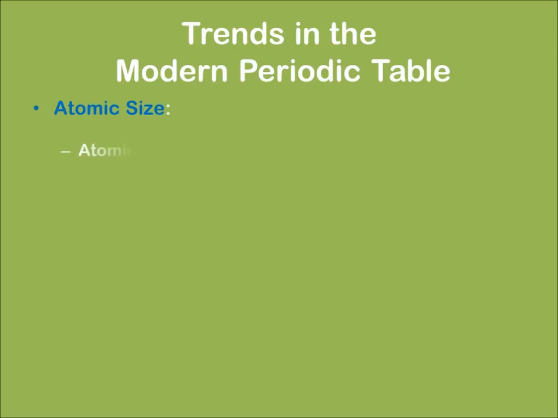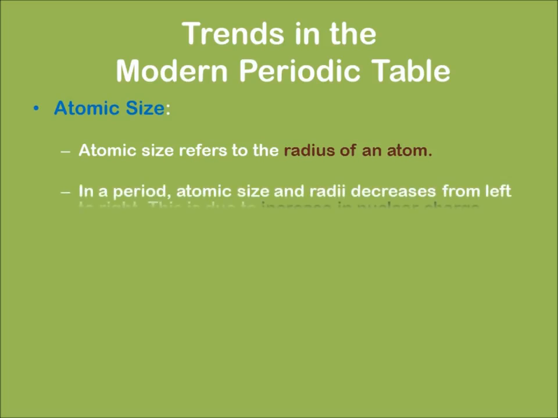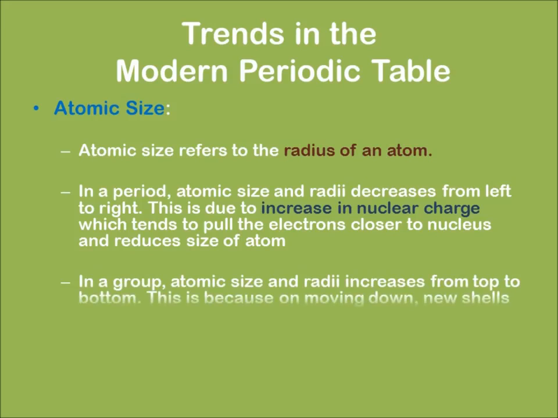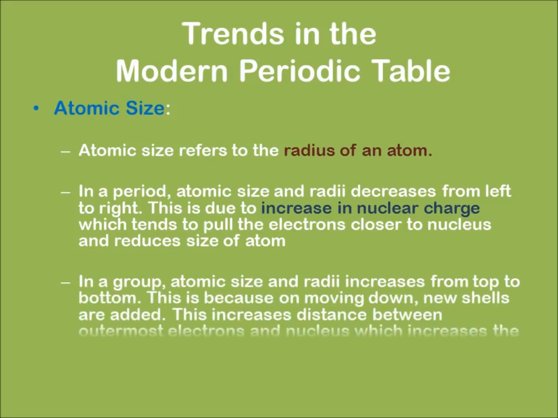Now coming to the atomic size. Atomic size refers to the radius of an atom. In a period, the atomic size and the radii decrease from left to right. This is because there is an increase in nuclear charge, which tends to pull the electrons closer to the nucleus and reduces the size of the atom. In a group, the atomic size and radii increase from top to bottom because as we go down, a new shell gets added, which increases the distance between the outermost electrons and the nucleus, and hence increases the size of the atom.